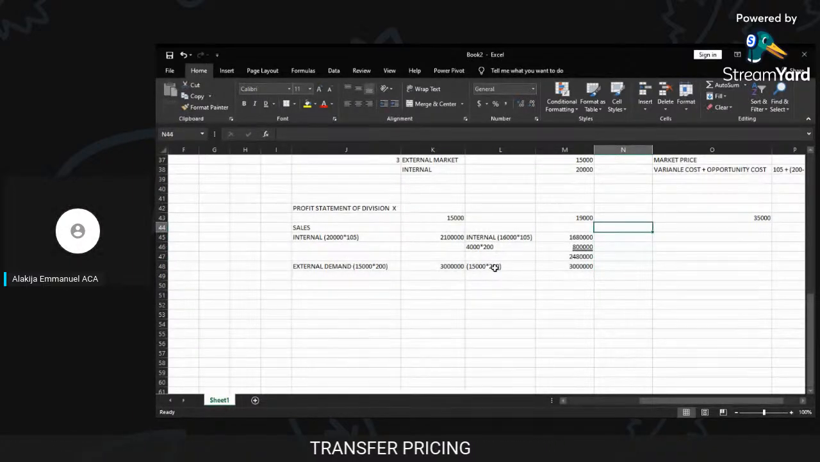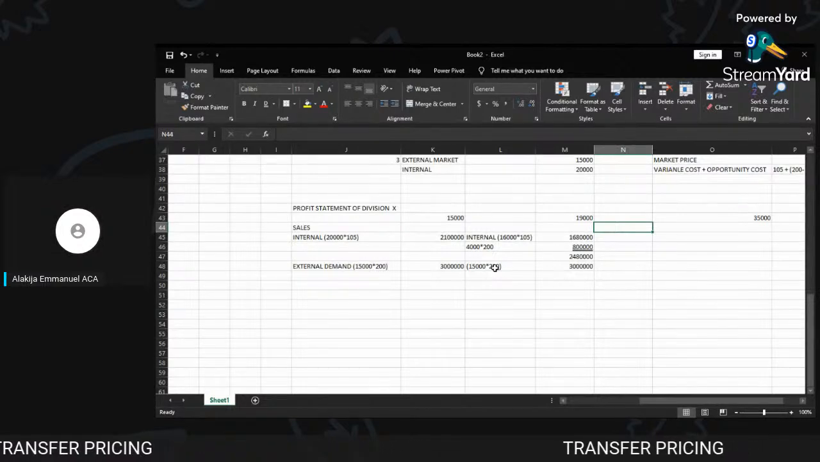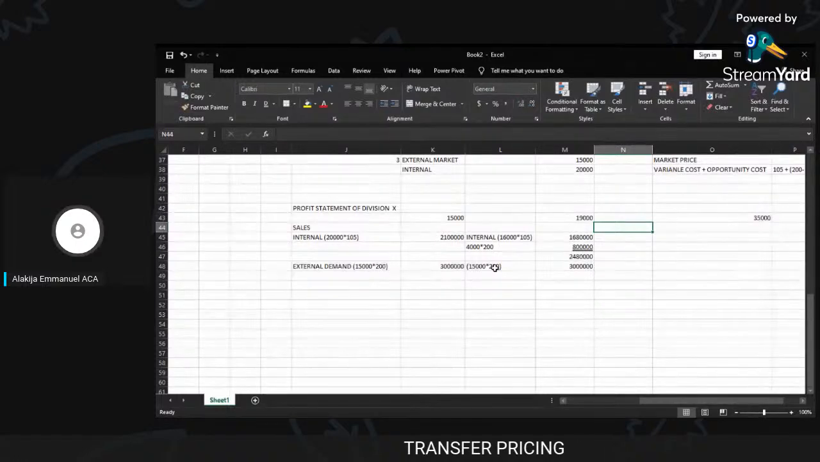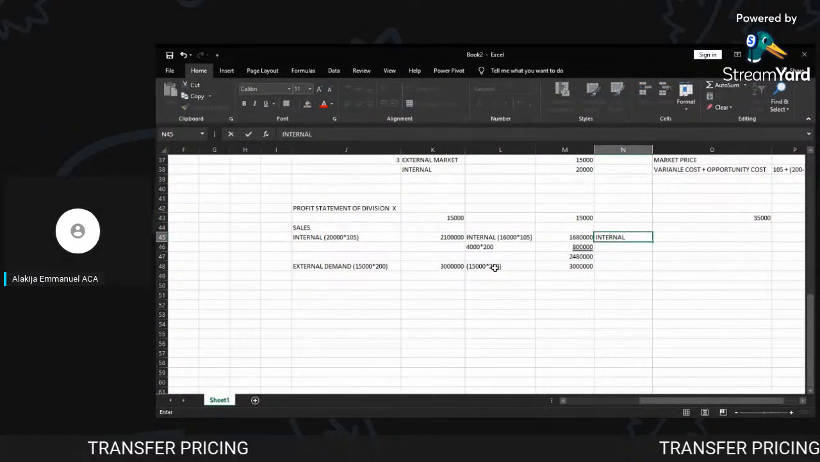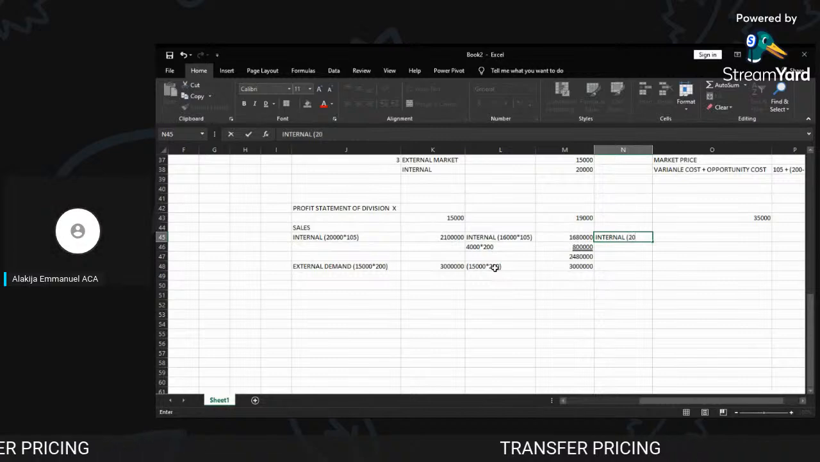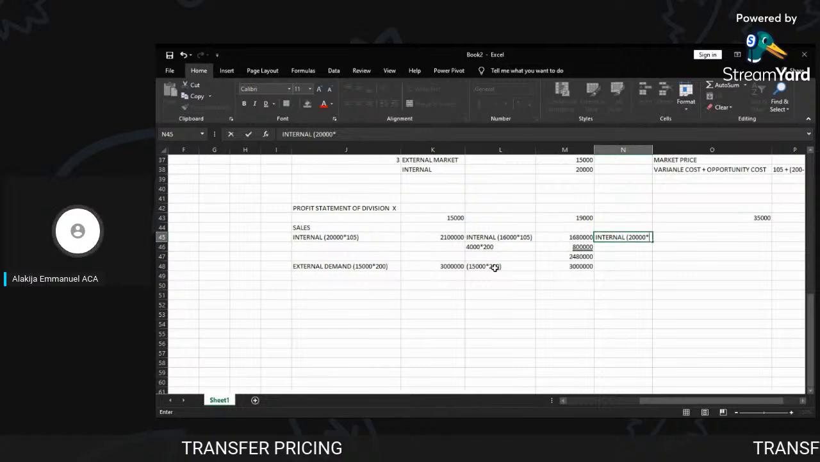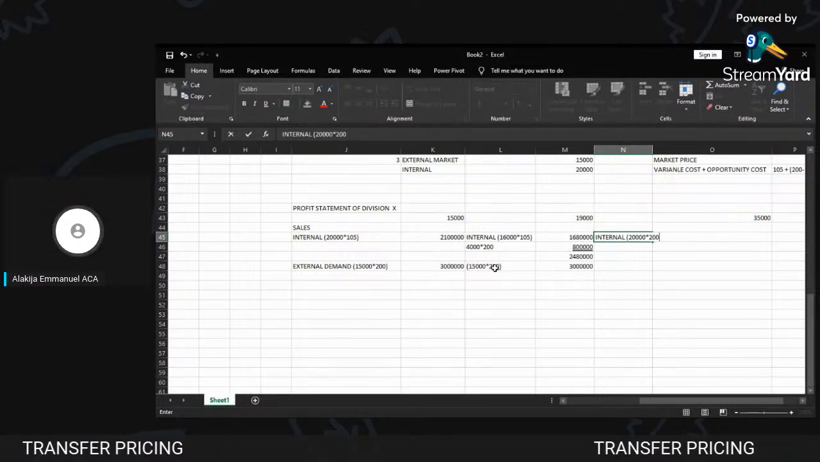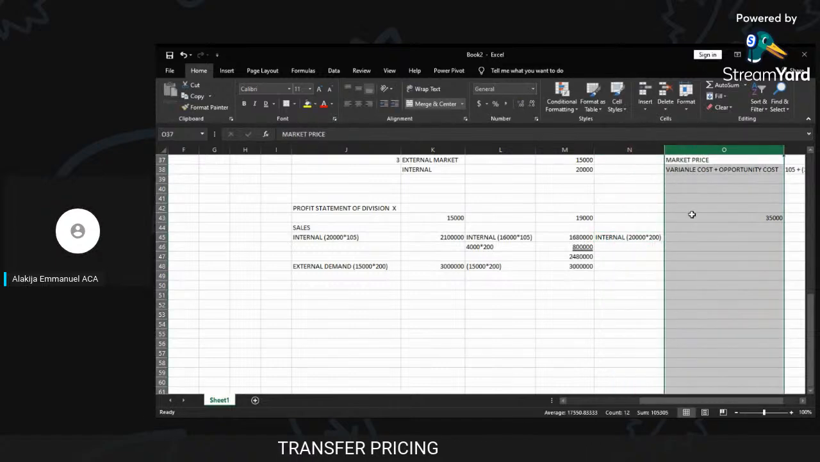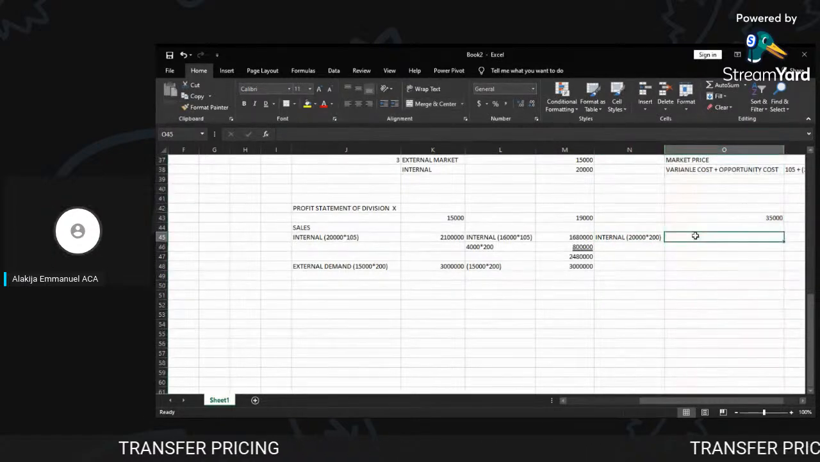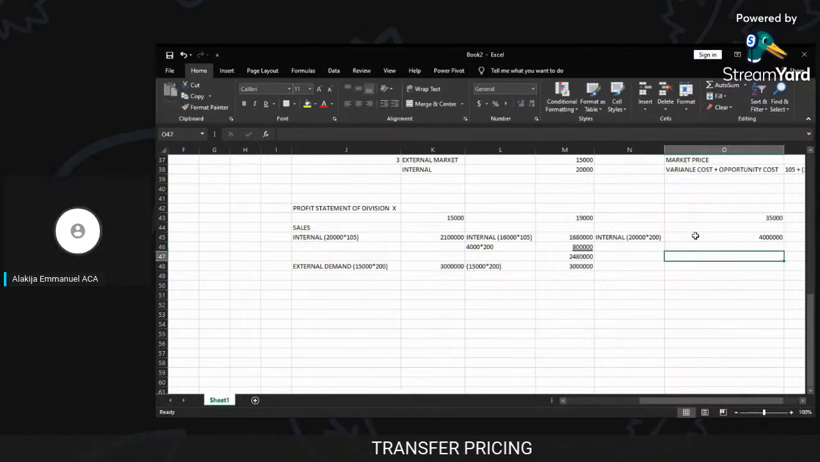So here we go again. When the external demand is 35,000, we sell to internal demand 20,000, which we are supposed to sell at variable cost plus opportunity cost, which in this case is 200. We have done the analysis above. You can check, and it's going to be 4 million.